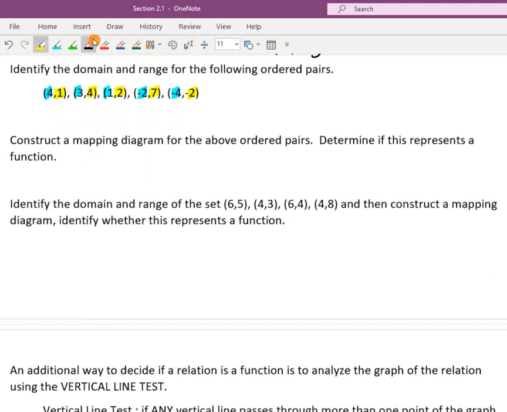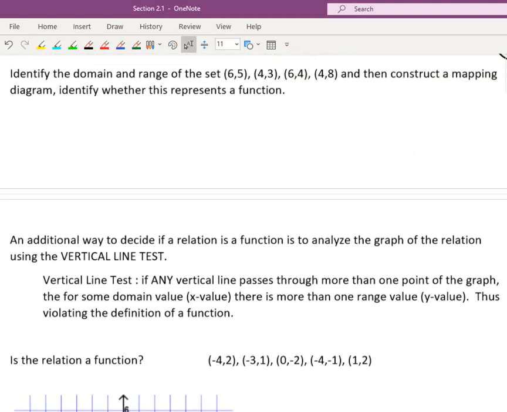Sometimes we'll talk about what's called a mapping. A mapping is going to look like this. It's just going to be two bubbles. I'm going to put D here and R, D for domain, R for range. And they'll have your X values inside here: 4, 3, 1, negative 2, and then negative 4.